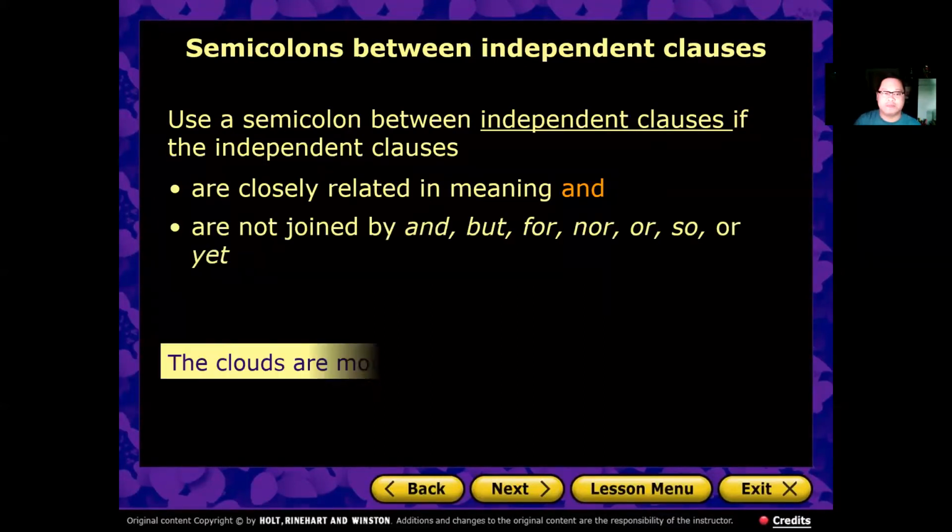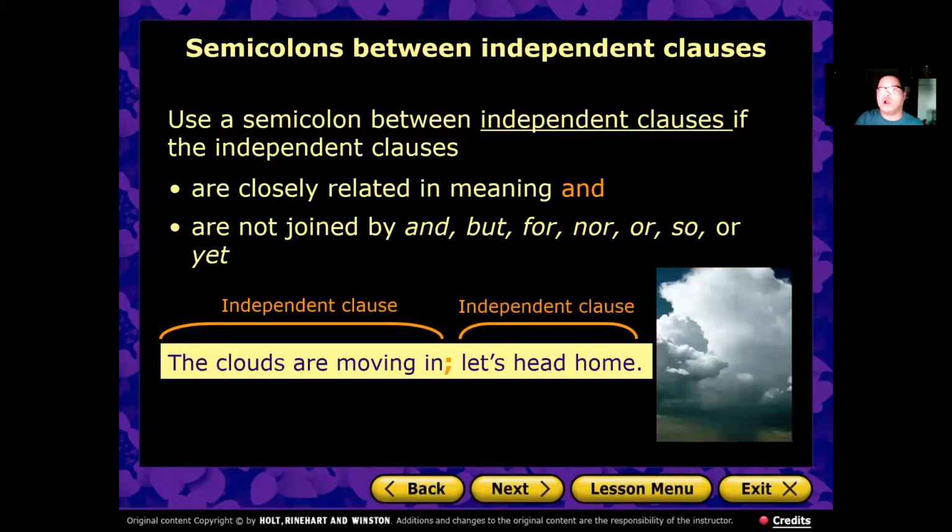Let me give you an example. Okay? The clouds are moving in. That's one sentence. Okay? Let's head home. That's another sentence. You're combining them, but you don't want to use for, and, nor, but, or, yet, so. You don't want to use all of them. All you've got to do is use a semicolon. Okay, why? There are two sentences being combined and they are related to each other. The clouds are moving in; let's head home. Okay? Again, only two related sentences. If you're combining two related sentences, use a semicolon. If they're not related at all, use a period.